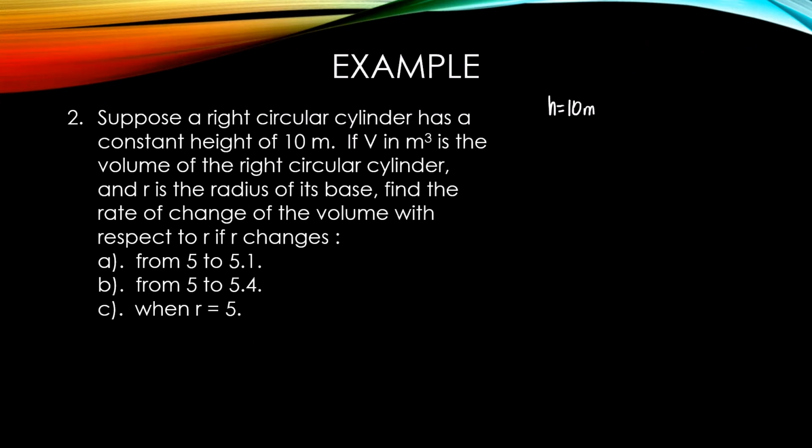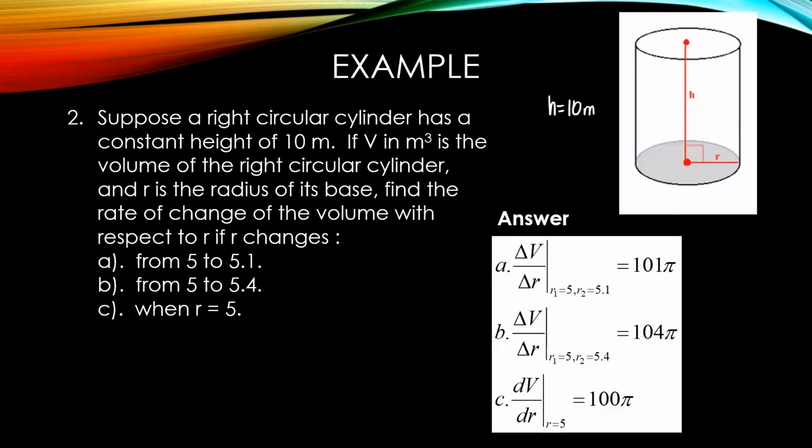Okay. So this one, suppose a right circular cylinder has a constant height of 10 meters. So I already wrote there, height is 10 meters. If V in cubic meters is the volume of the right circular cylinder and R is the radius of its base, find the rate of change of the volume with respect to R, or with respect to radius, if R changes from 5 to 5.1 meters, and when R is equal to 5.